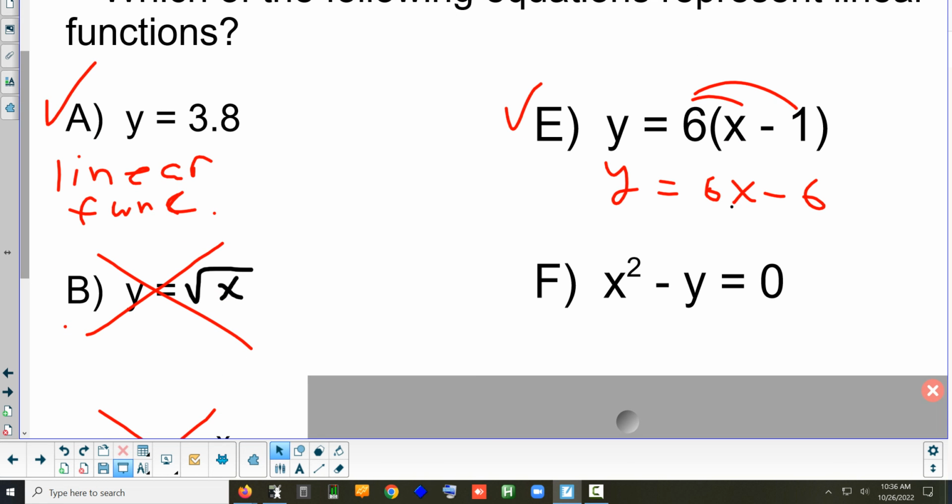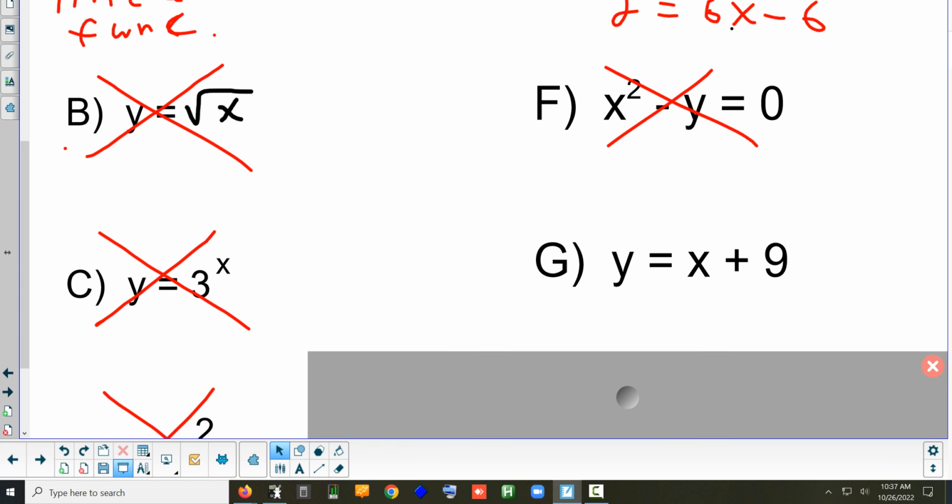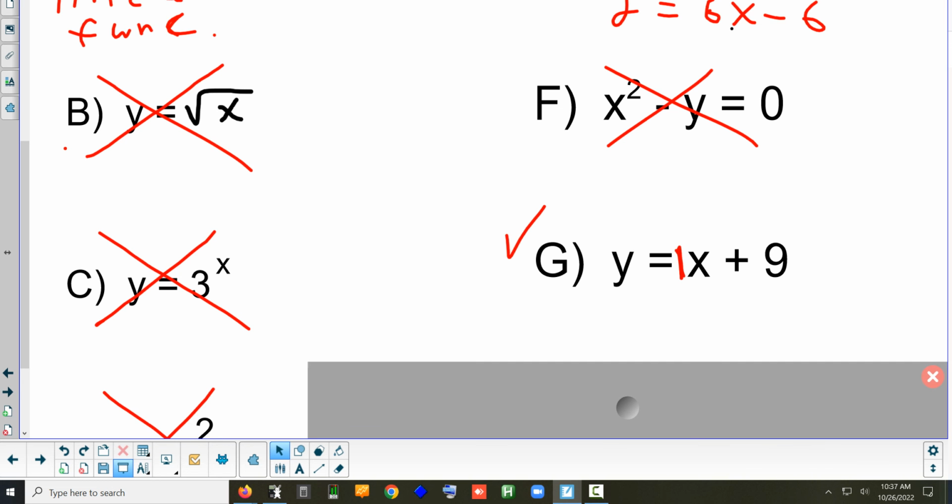How about that one? X squared minus y equals 0. No, you're not supposed to have exponents that are numbers. You're not supposed to have exponents. So F is out. How about G? Y equals x plus 9. Think about that one. So, yeah, that's fine. It doesn't have variables in the bottom, doesn't have exponents. This is y equals, think of m as 1 there. It's mx plus b. It's perfect.